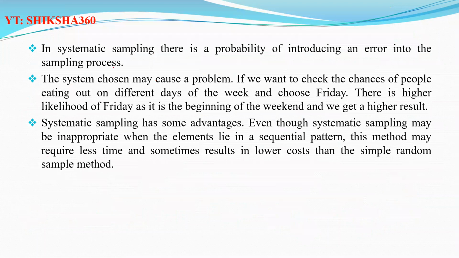In systematic sampling, there is a probability of introducing an error into the sampling process. The system chosen may cause a problem.